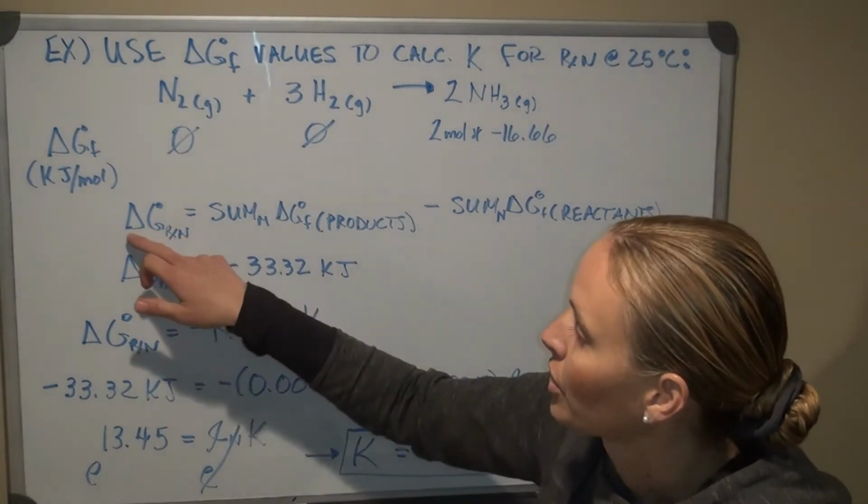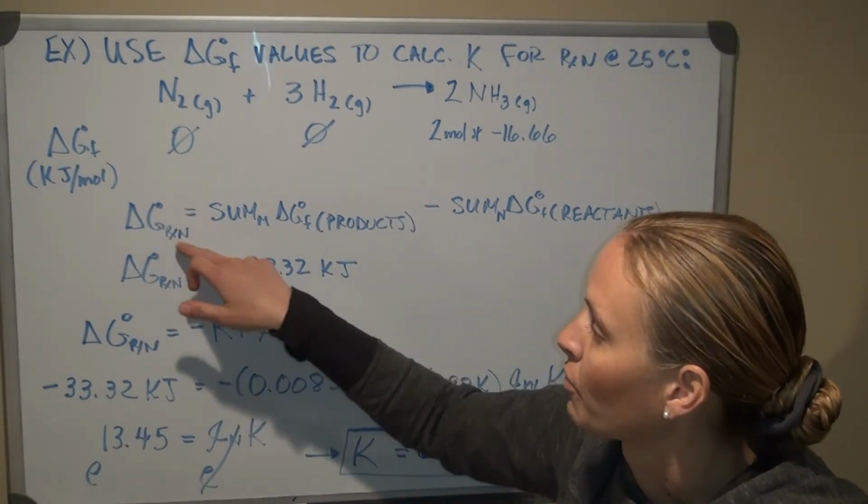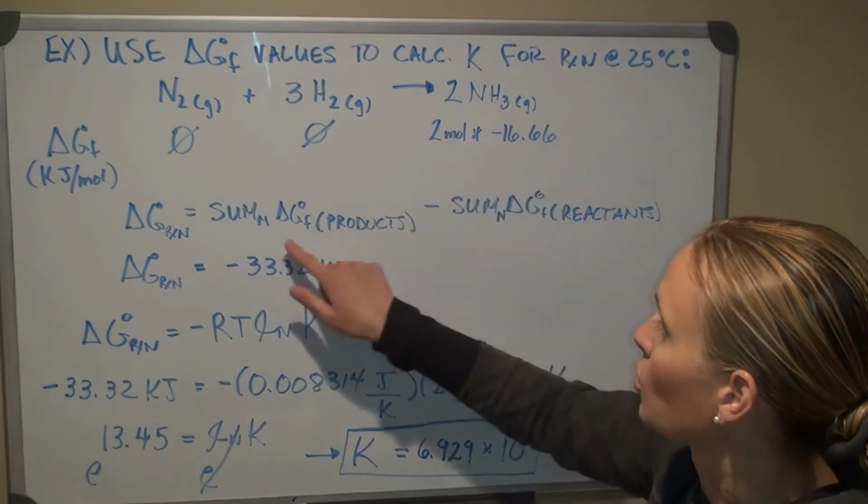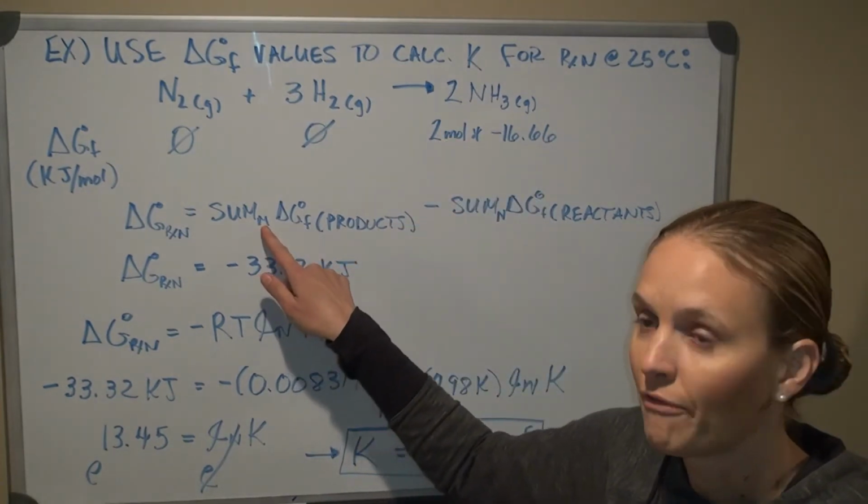Right? So remember, you can recall that our delta G naught of reaction is equal to the sum of the delta G of formations with respect to their mole coefficients.